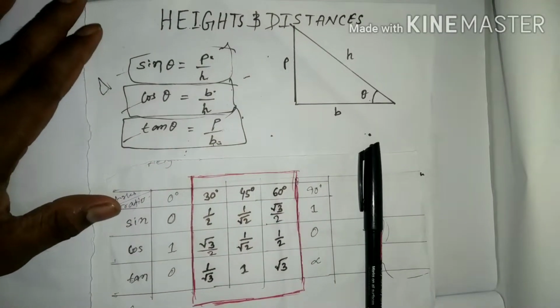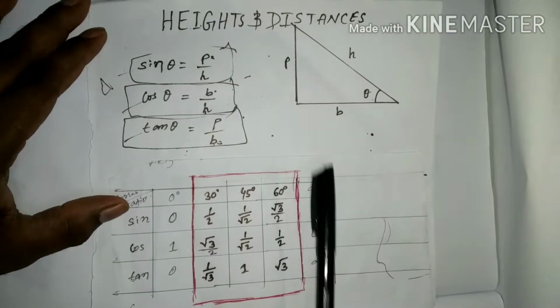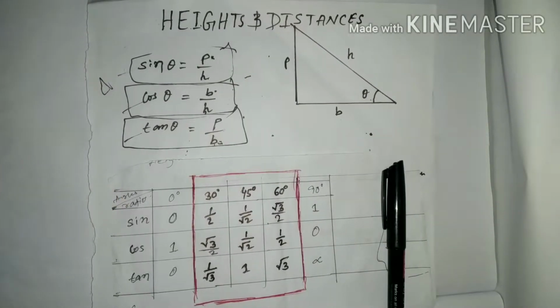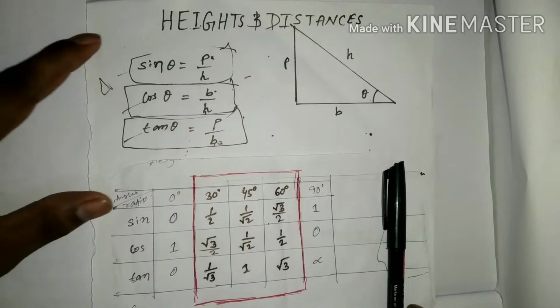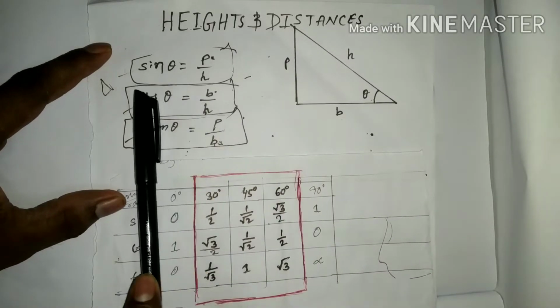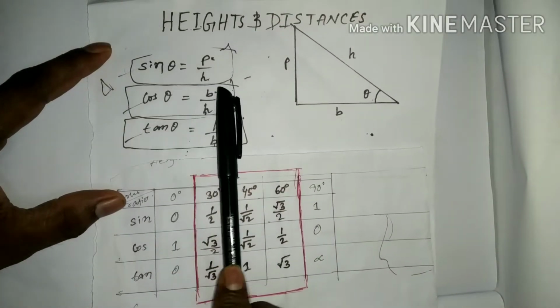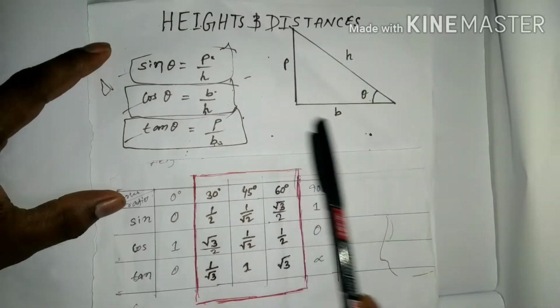Okay, students, first I am going to explain what formulas are to be used in this chapter. There are only a few formulas. You can see here. First is sin theta equals p by h. So first I am going to explain what this is.